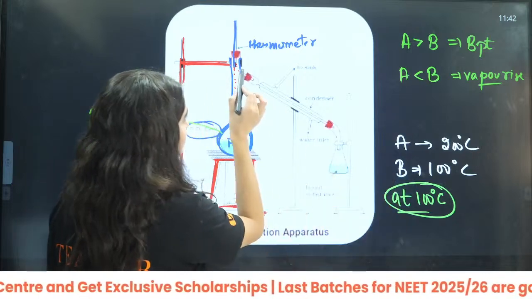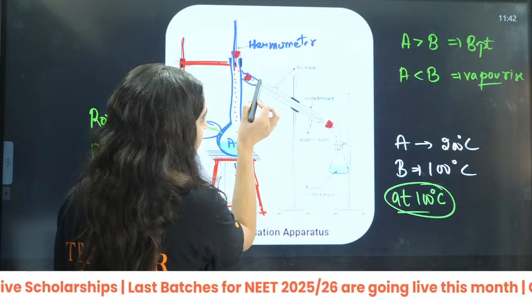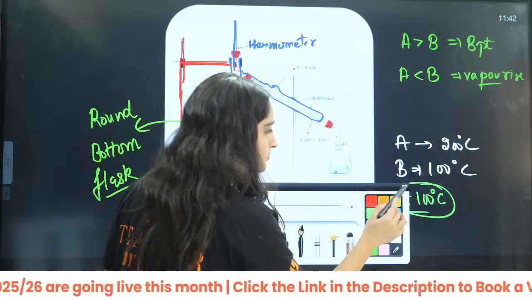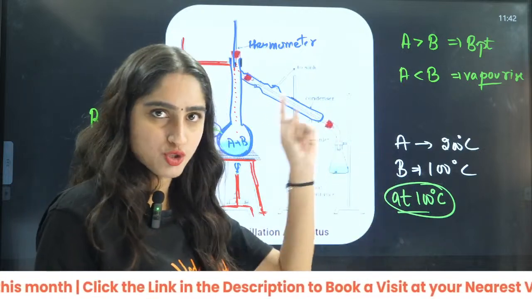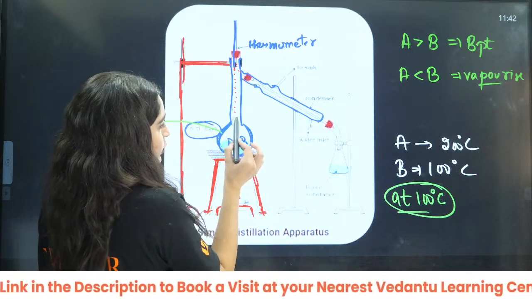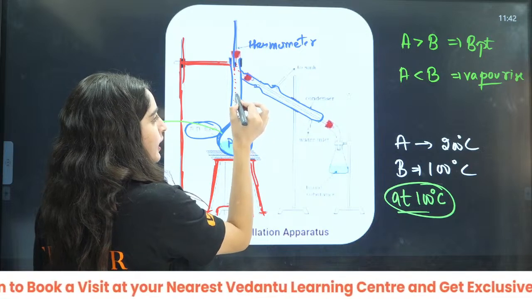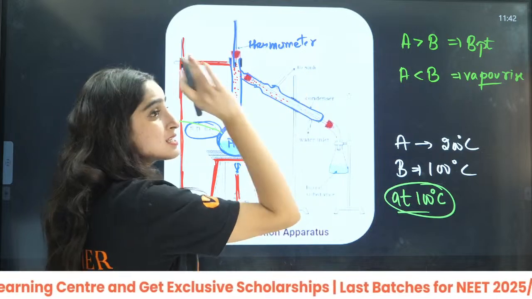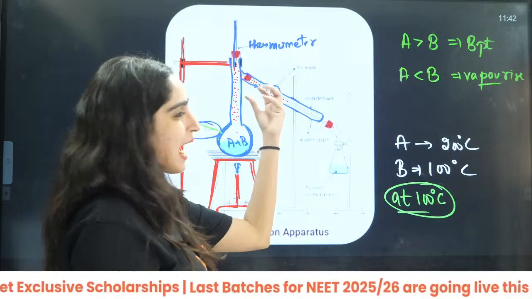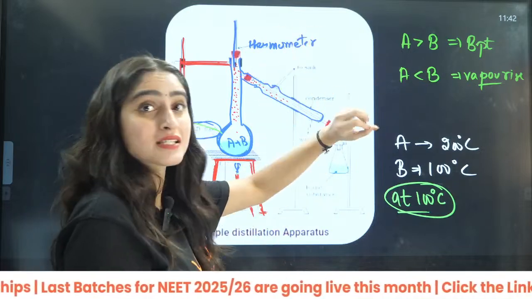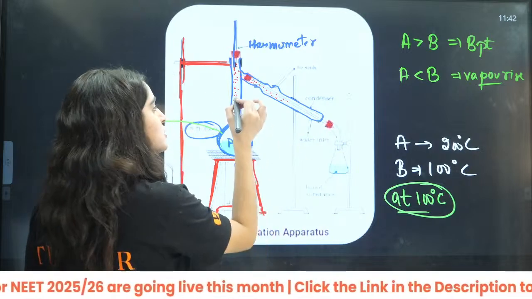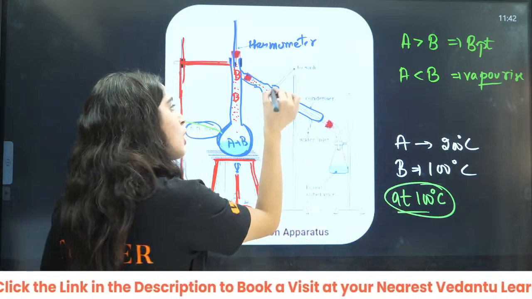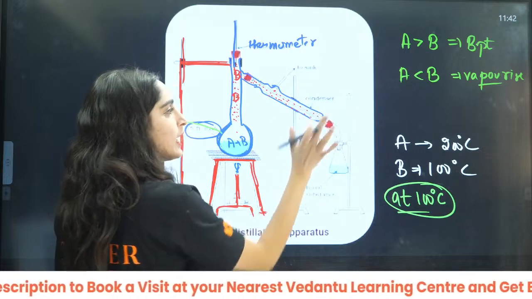Now what will happen? I will have this condenser. What is the work of the condenser? Condensation is from gas to liquid, right? So this B component is getting converted into vapor and it is going through this condenser. In this condenser, we keep a temperature so that we can condense this gas into liquid again. So the B that was converted into gas because of the boiling is now converted back into liquid with the help of this condenser.